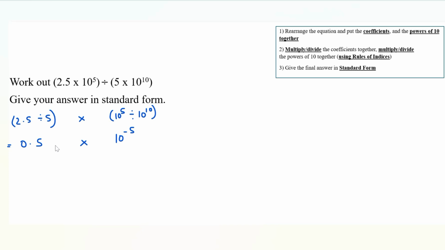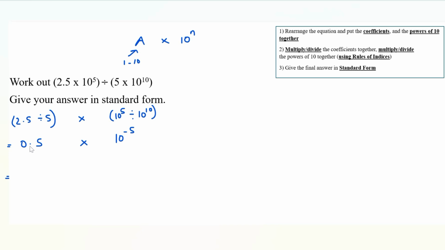Remember, whenever we are working out a standard form question, we always want it in the form a multiplied by 10 to the power of n, where a is between 1 and 10, and n can be any number. So we've completed step 2. We've divided the coefficients and the powers of 10 together, and we need to give our answer in standard form. And 0.5 is not between 1 and 10, so we need to change this.